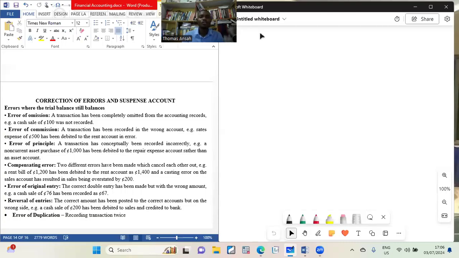All right, guys, so we turn our attention to what we call the correction of errors and suspense accounts. It's a very tricky area, but very simple. All right. So it is a build up on your ledger study and your daybook study. So it's just the basic accounting. If you have that one right, you can get this one also right. All right. So we are looking at errors.